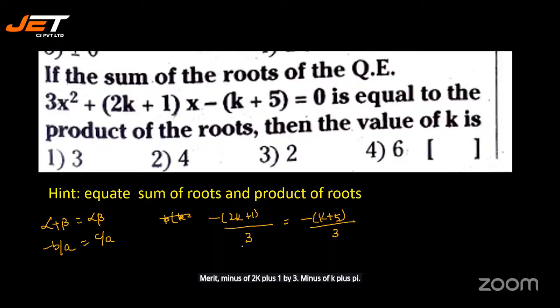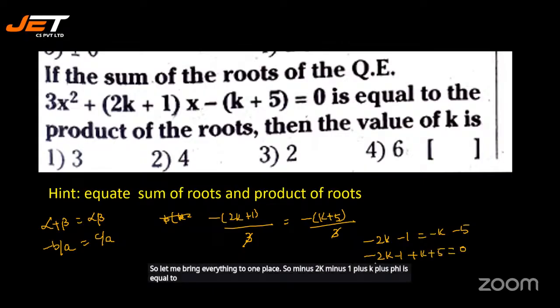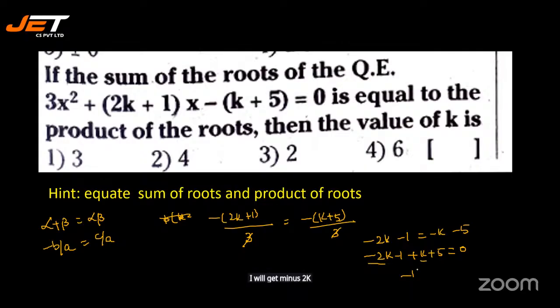Minus of 2k plus 1 by 3 is equal to minus of k plus 5 by 3. So 3 will get cancelled. So I will have 2k minus 1 is equal to minus k minus 5. So let me bring everything to one place. So minus 2k minus 1 plus k plus 5 is equal to 0. I will get minus 2k plus k as minus k. 5 minus 1 is 4. So minus k is 4. K is minus 4.